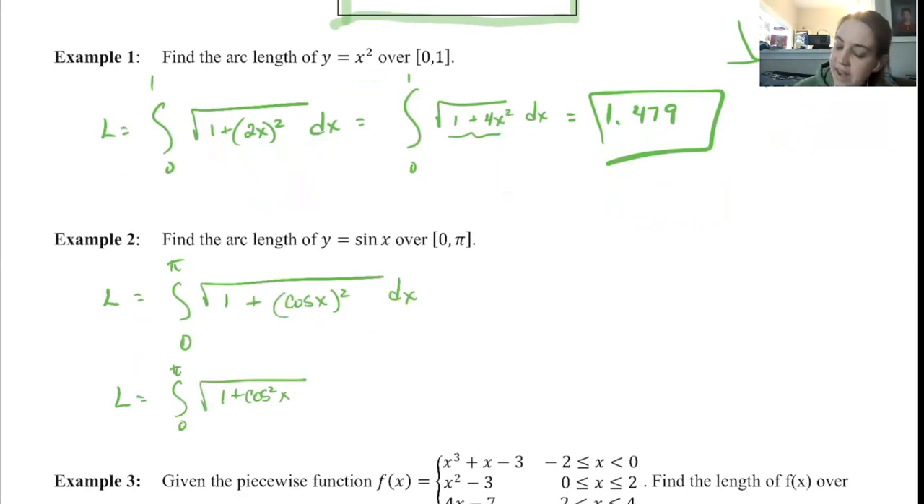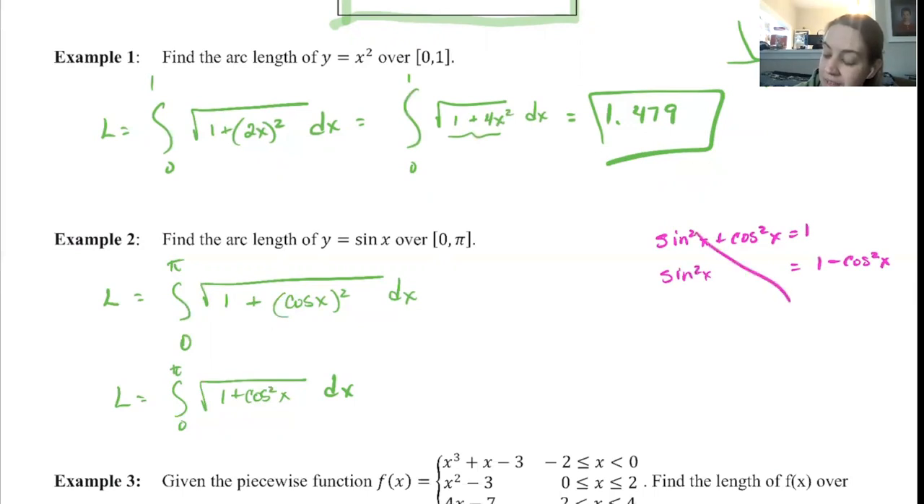Now, you're looking at that, you're thinking, hey, is there something I can do to solve that? 1 plus cosine squared, it's very tempting to think of that with your Pythagorean trig identities. And off the top of my head, I'm thinking, all right, sine squared of x plus cosine squared of x is equal to 1. And then sine squared would be equal to 1 minus cosine squared of x. But that's not what I have here. I have 1 plus, so it's not a Pythagorean trig identity. That doesn't work. Close, but not quite.